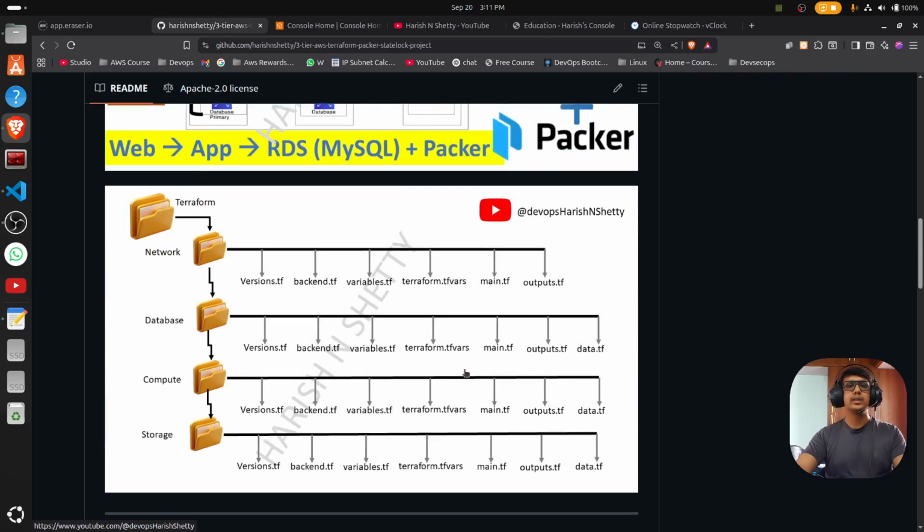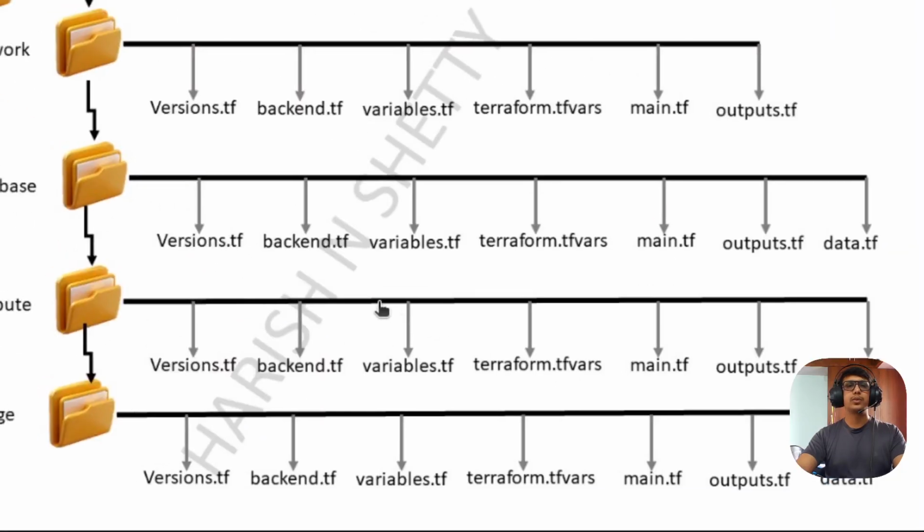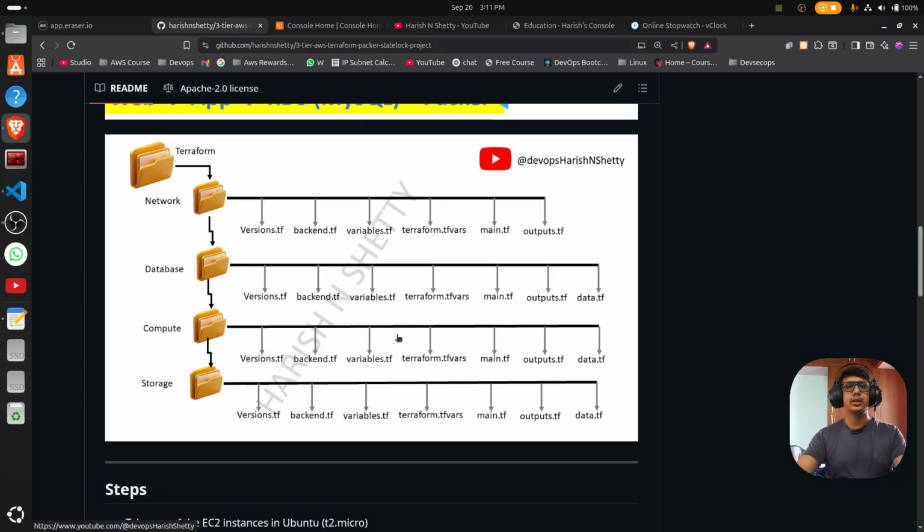And this is the project folder structure. We are not merging all the files and making a large block of script here. We have segregated the network section, database section, compute section, and the storage section. In this project we are not using the storage section. If you would like to improvise this project, you can use it. Basically I am not doing any storage section here. We are only touching the network, database, and compute.